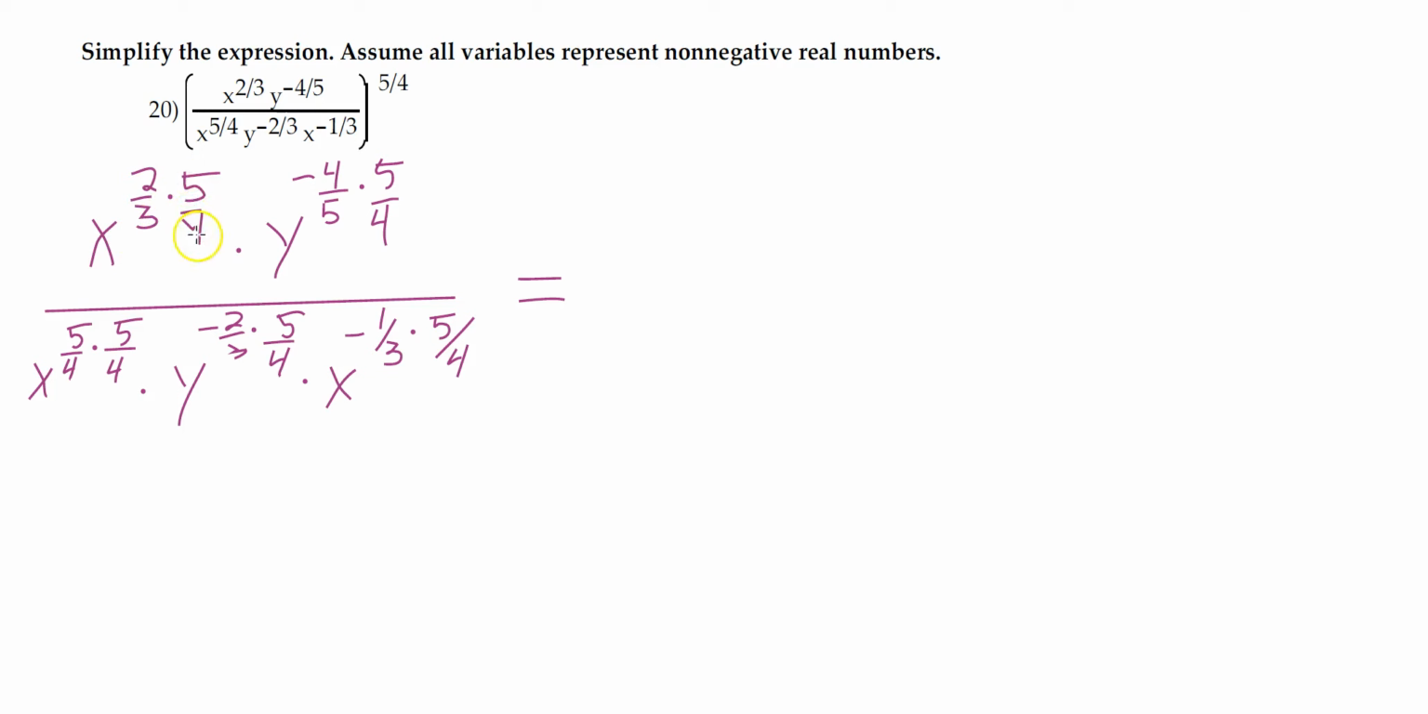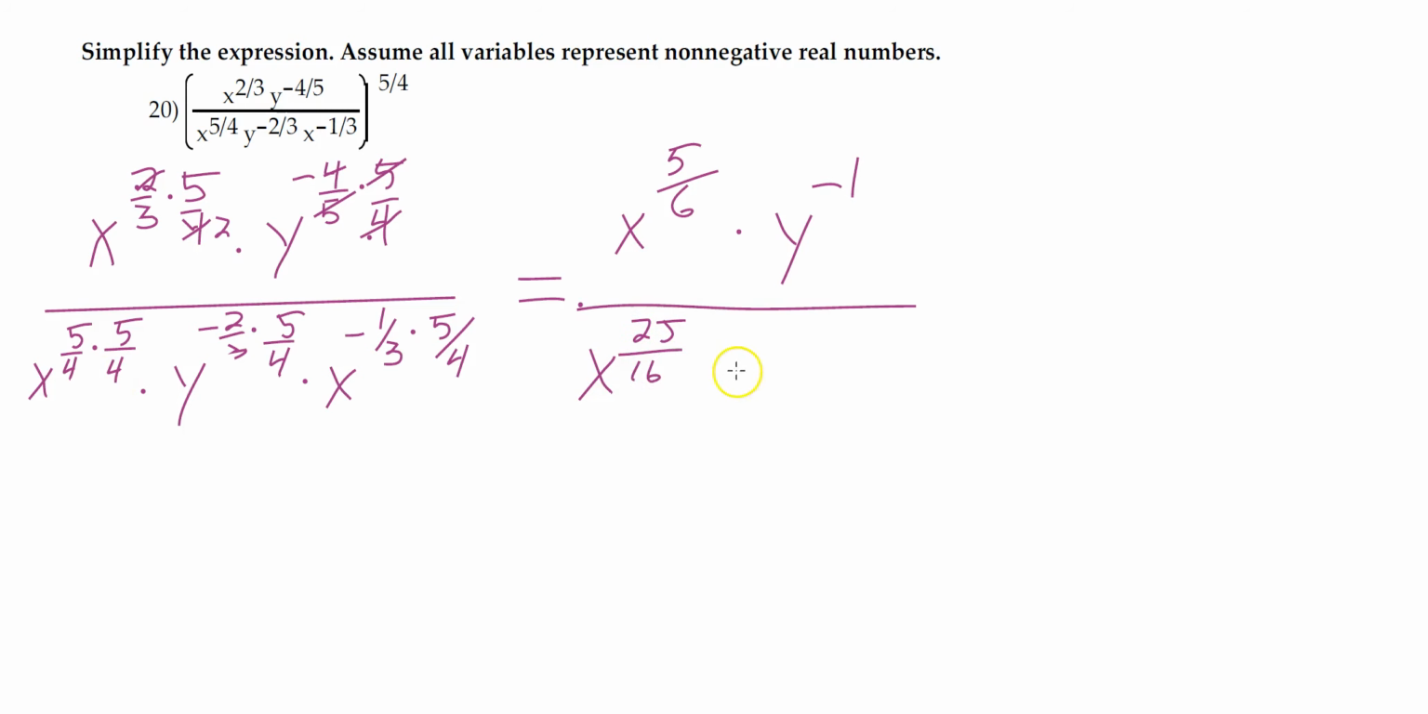multiplying 2/3 and 5/4 would give us 10 over 12, which reduces to 5 over 6. You can also just cancel the 2 with the 4, leaving 2, and getting 5 over 6 that way. X to the 5/6. The y, the 4's, and the 5's all reduce, leaving just the negative, so that's just negative 1. The denominator, 5/4 times 5/4 is 25 over 16, so that's x to the 25 over 16. We have y.